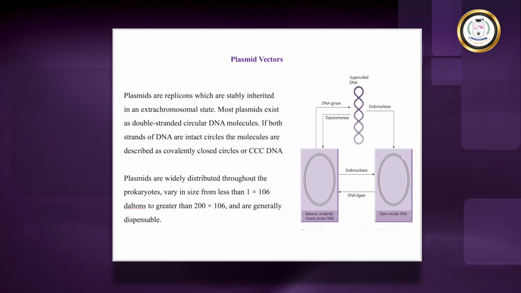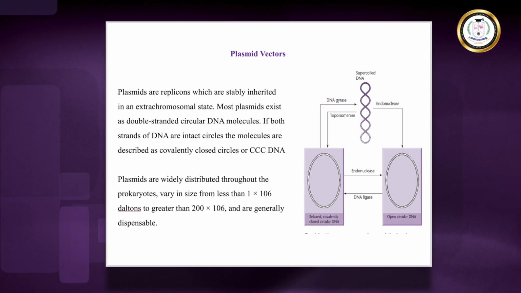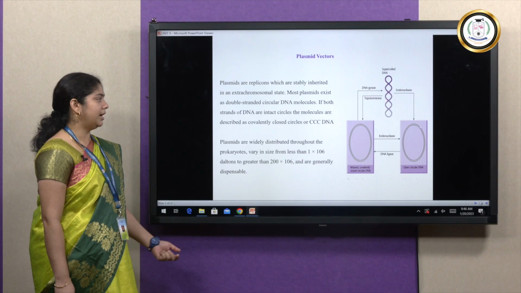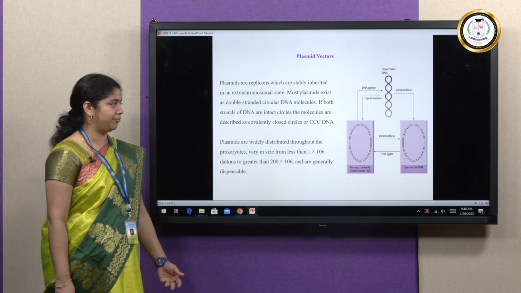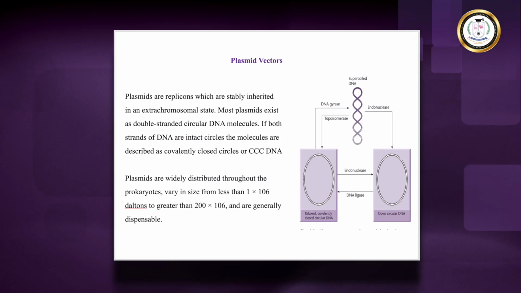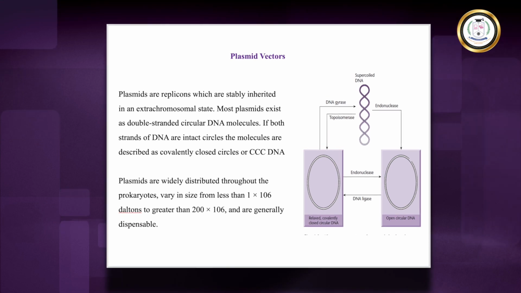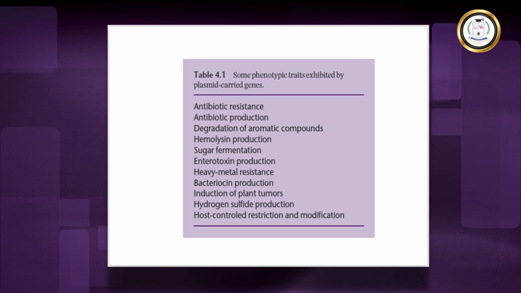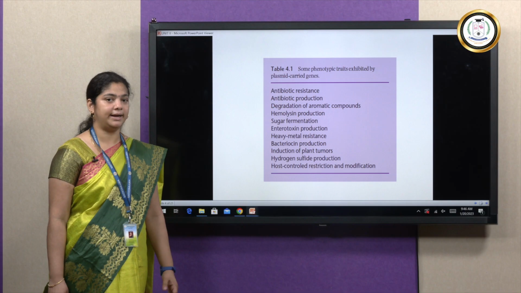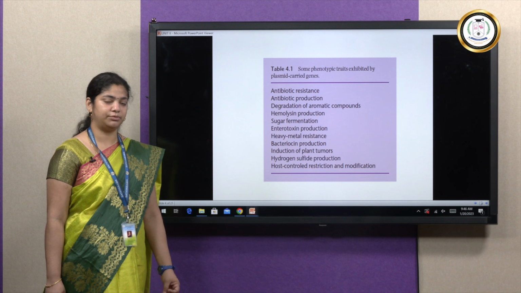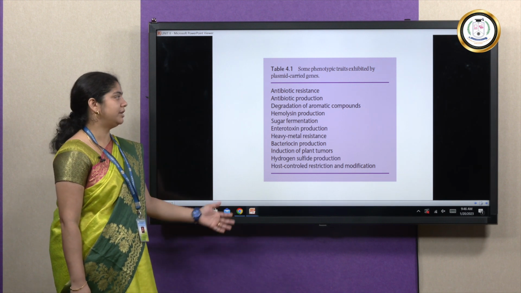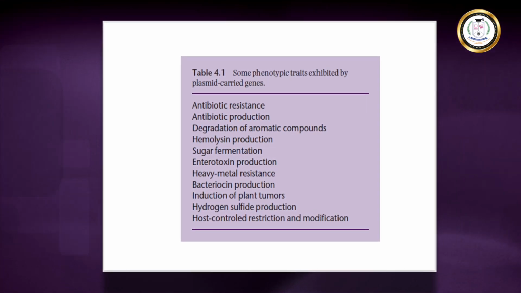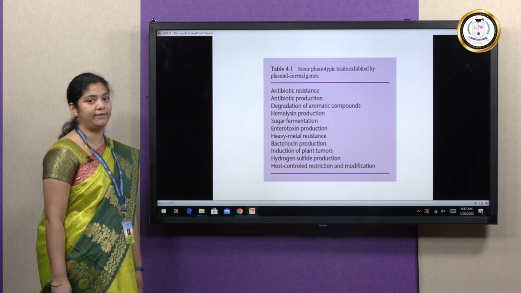So we have a major vector, that is the plasmid. Plasmids are circular, double-stranded DNA molecules. The plasmid can exist in many forms: circular, a supercoiled form, whereas the relaxed form is a covalently closed circular DNA. So where are these plasmids from? Naturally, bacteria contain plasmids and use them for a variety of purposes, which include antibiotic resistance, sugar fermentation, induction of plant tumor, host controlled modification and also heavy metal resistance.